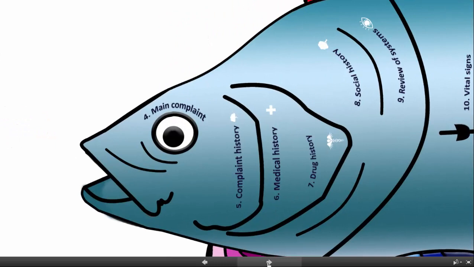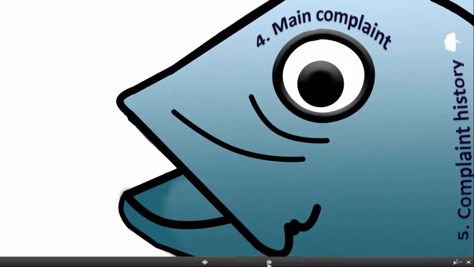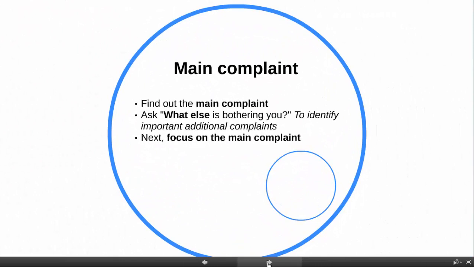The fish's head is the history taking. What is obvious on the head of the fish? This is the main complaint. It is the eye of our fish. Usually you learn the main complaint from the golden minute. You can also ask what else is bothering our patient, identify the important additional complaints, and then focus on the main complaint.